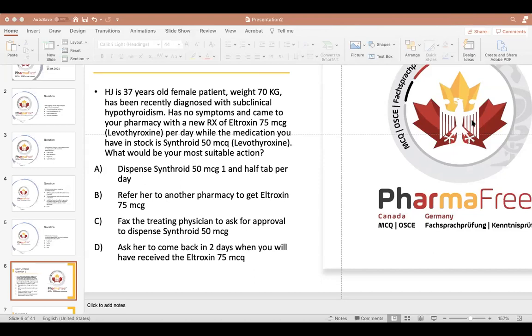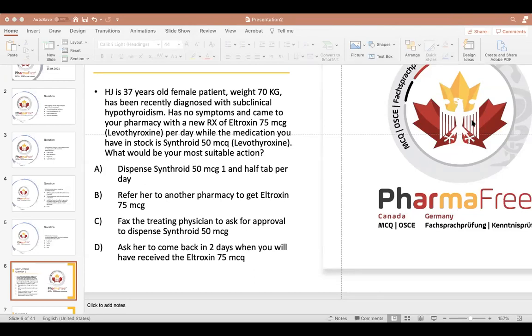But here I have a new prescription, correct? And he has recently been diagnosed with subclinical hypothyroidism. So this is the first prescription she got. You can dispense Synthroid or you can dispense Eltroxine. And this is the trick in the question.